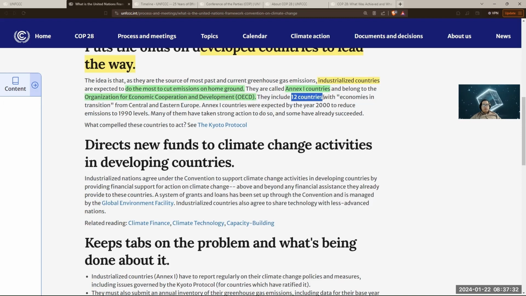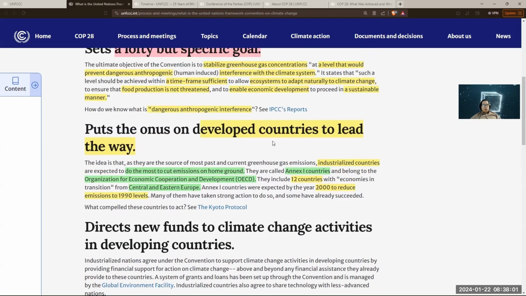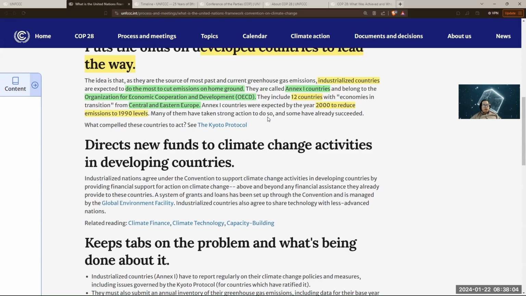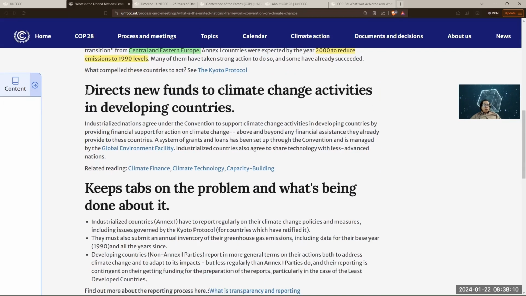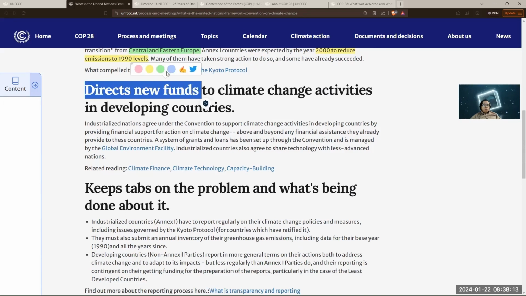12 countries. Right, OECD, Central and Eastern Europe. Yeah, this is in 1984. And now the goal is to reduce emissions back to the 1990 level. Right, that's why they call it that. You put it on the developed countries, because they release the most gas. Cut it out. And the next one, direct new funds, which is important.